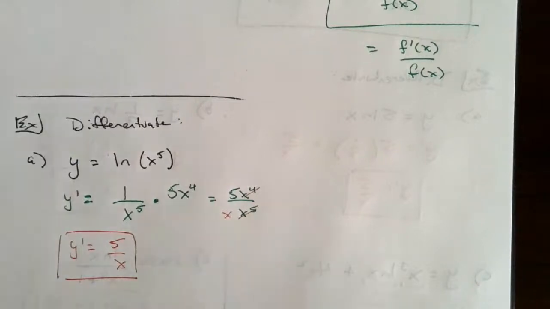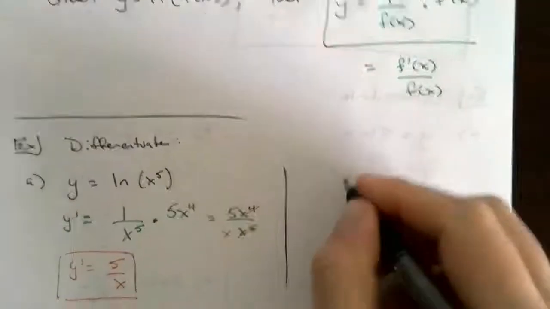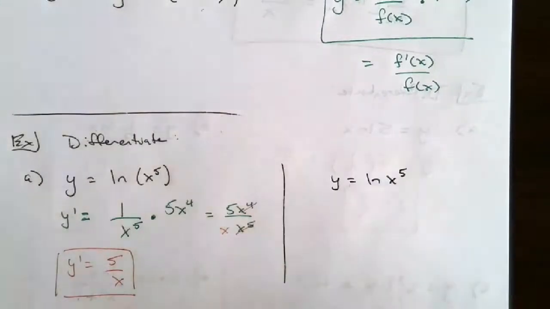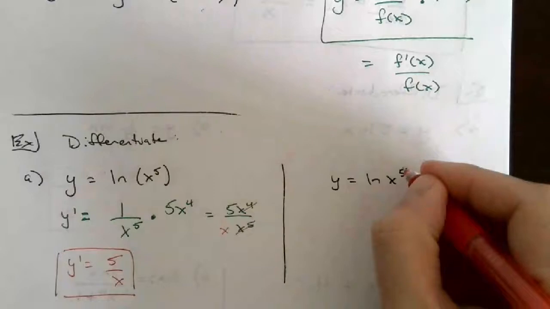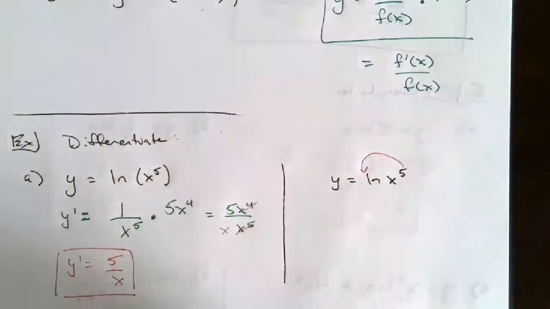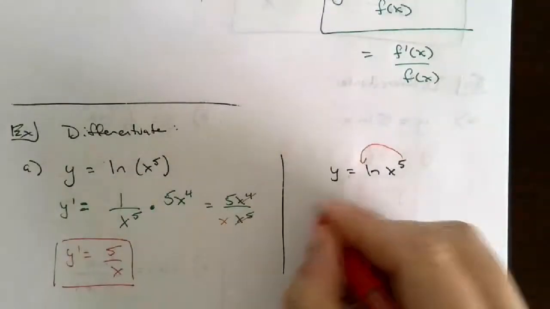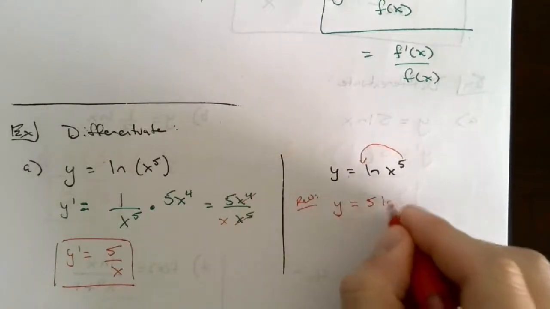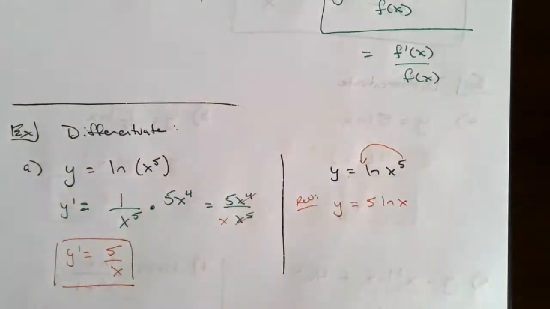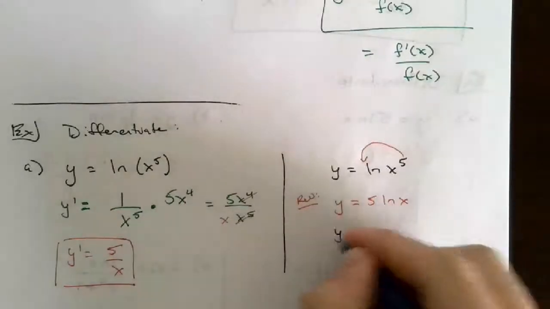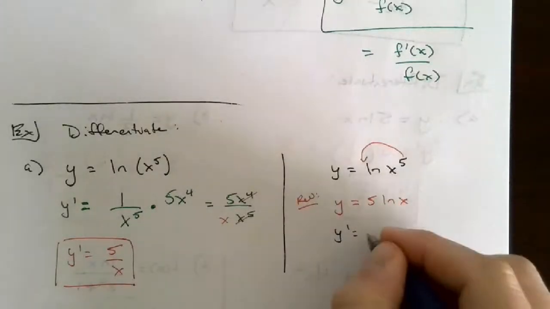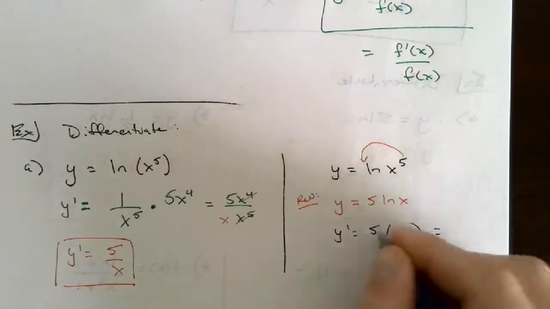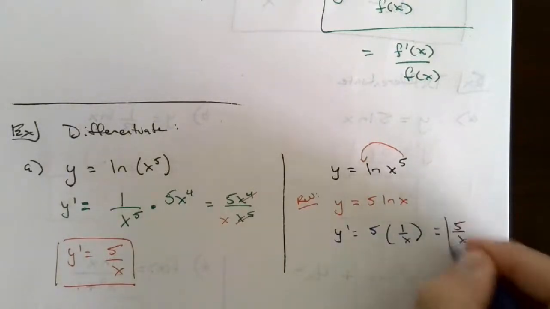If you remember our rules about logs, you might notice this. Using our log rules, if I have y equals natural log of x to the fifth, if the argument of the log is just something raised to a power, there's a rule that says you can bring the power down in front. So this is a rewrite step. We're not taking the derivative. We'd end up with y equals 5 natural log of x. And then if I took the derivative of this, y prime is equal to, now it's a constant times a function, 5 times 1 over x, which equals 5 over x. And you notice they are the same.